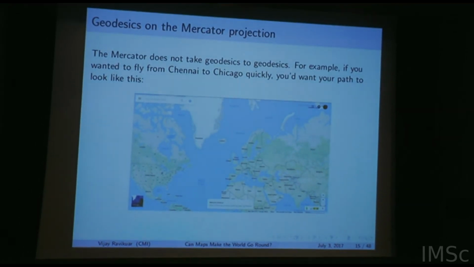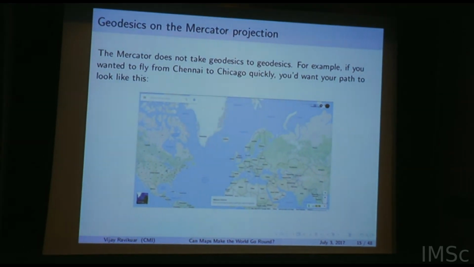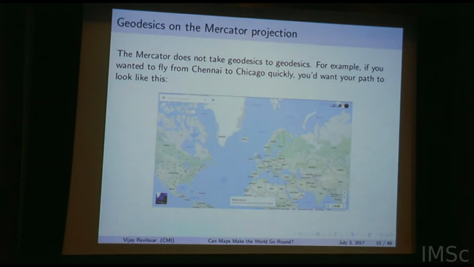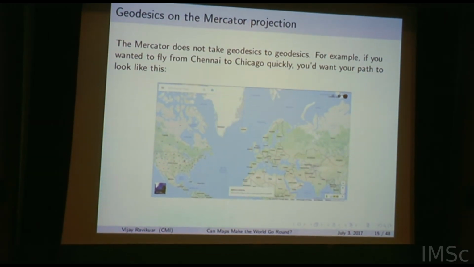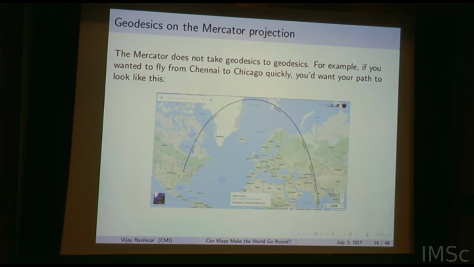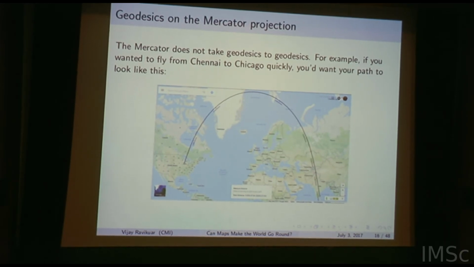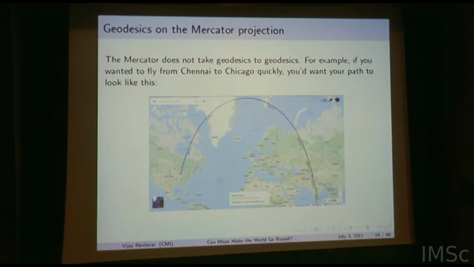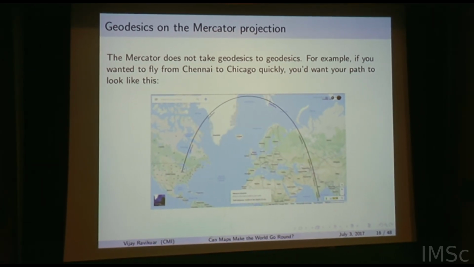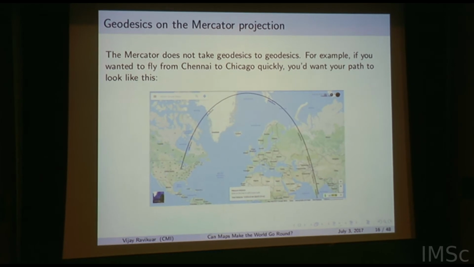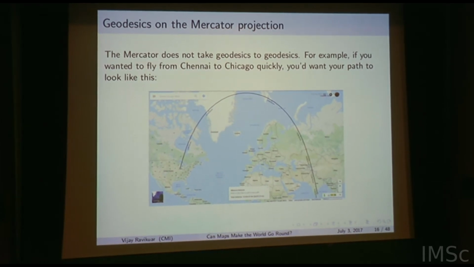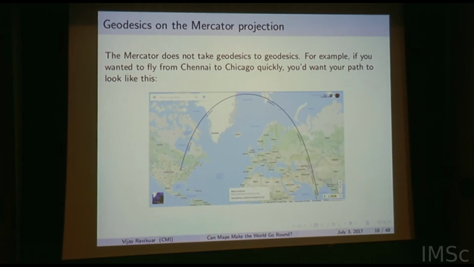So, going back to Google Maps, suppose we wanted to fly from Chennai to Chicago. The shortest path would actually look like that. It would go up, almost up to the North Pole. It would go pretty far north. In fact, in Google Maps, you can measure distance between points. So you can actually play with this yourself and see what the shortest path looks like between any two points on Earth. And sometimes it's quite counterintuitive.